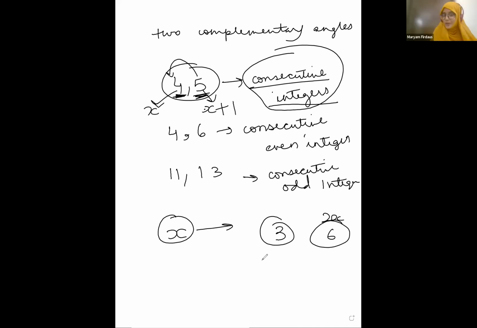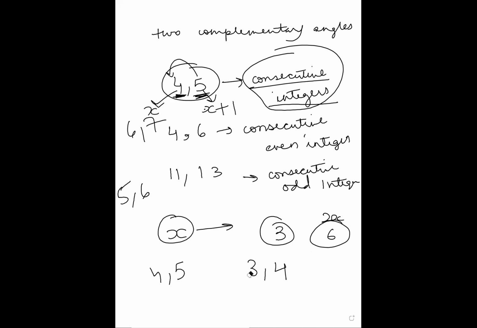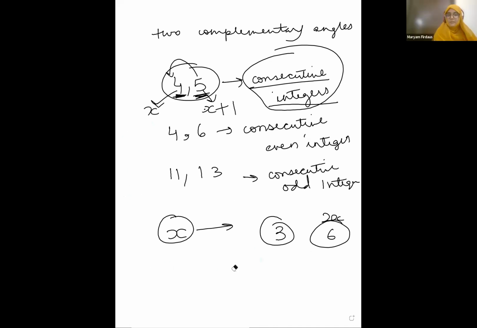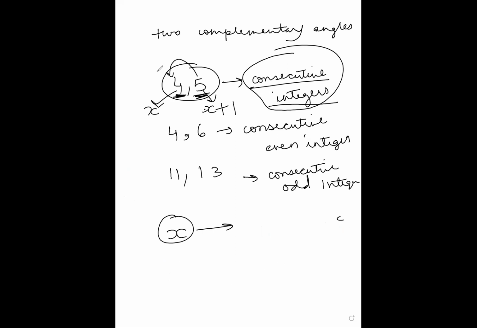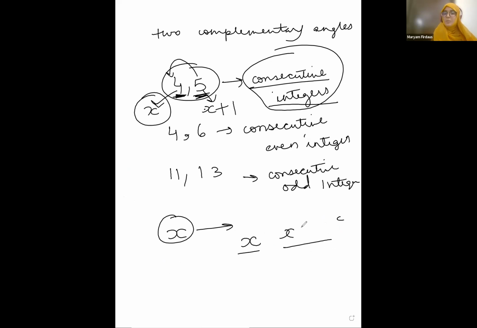What did I just tell you about consecutive? Consecutive means right one after the other. Like 3 and 4 are consecutive. 4 and 5 are consecutive. 5 and 6 are consecutive. 6 and 7 are consecutive. So 3 and 6 do not mean consecutive. So what do we call it then? If you have two consecutive integers, one of them is x, then the other one will be x plus 1.